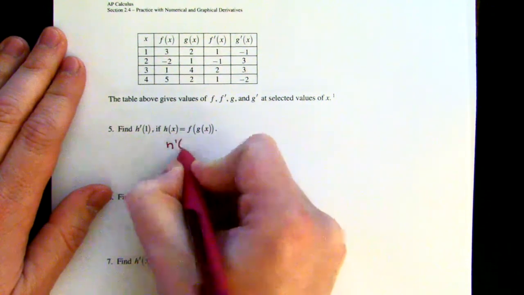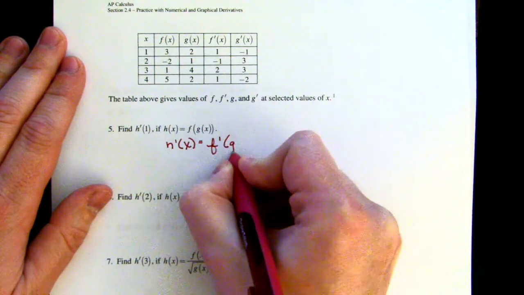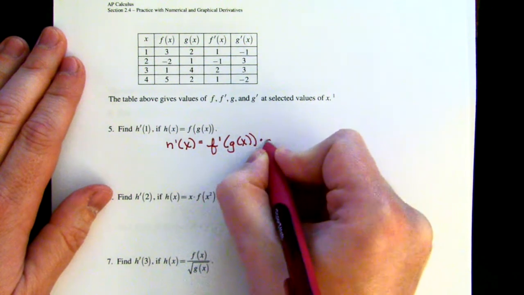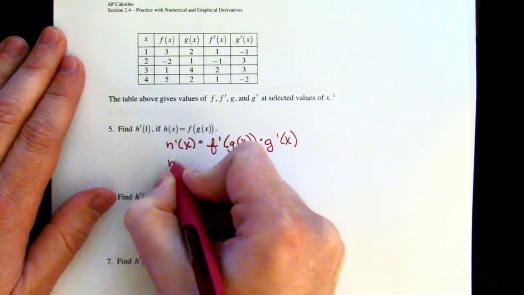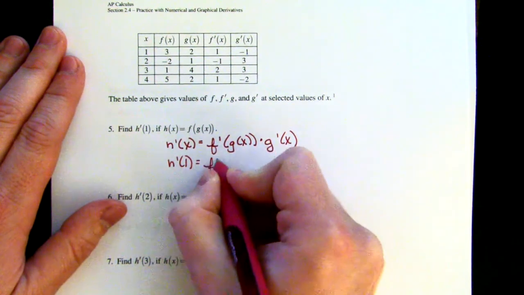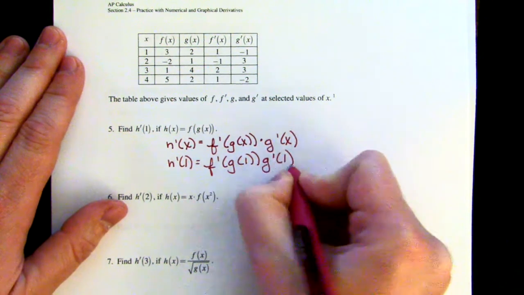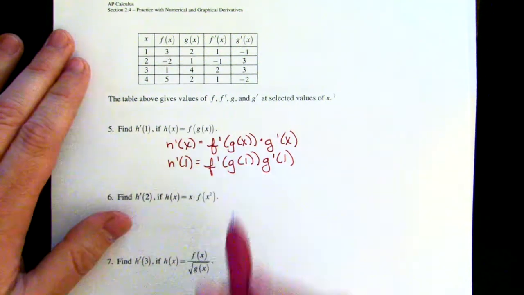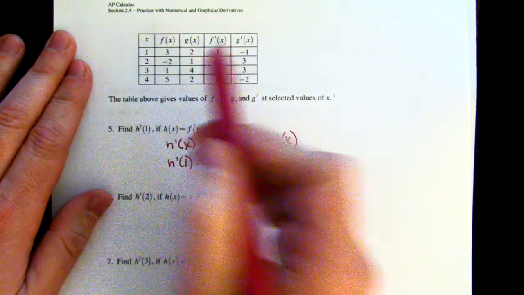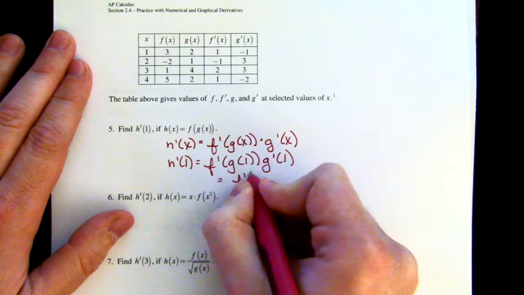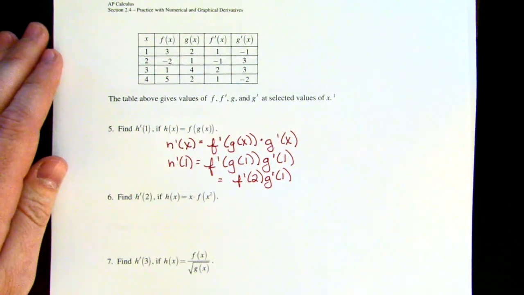Okay, so first of all, my formula is going to look like h prime of x equals, just using chain rule here, f prime of g of x times g prime of x. I'm going to plug in 1, h prime of 1 equals f prime of g of 1 times g prime of 1. I'm going to start on the inside. G of 1, when x equals 1, g is going to be 2. So this becomes f prime of 2 times g prime of 1.